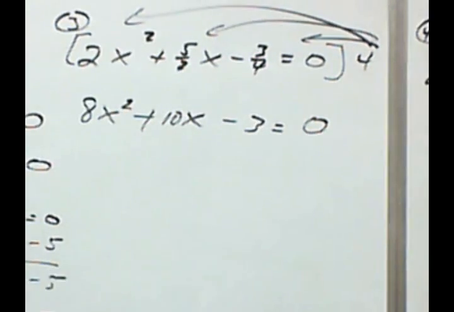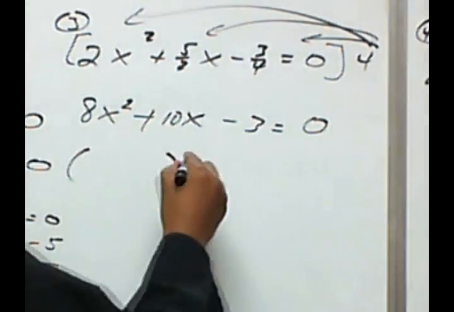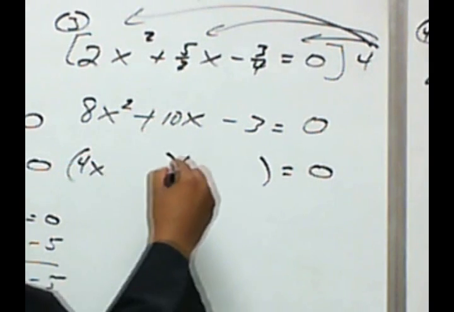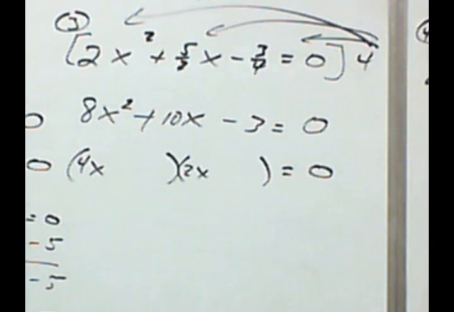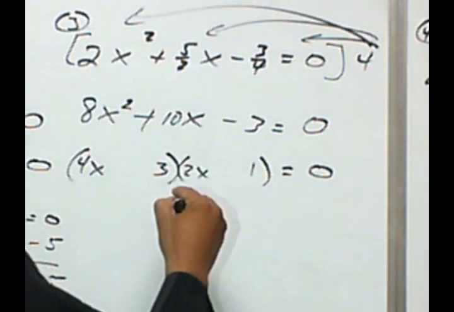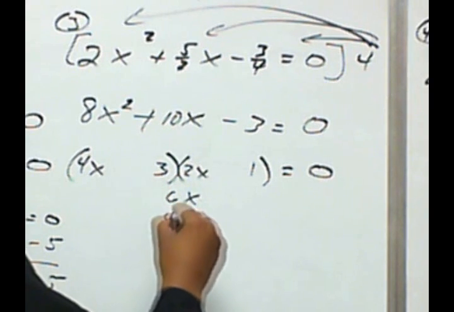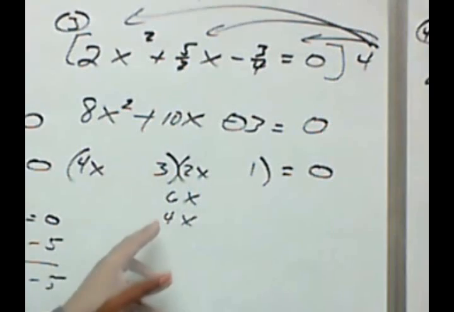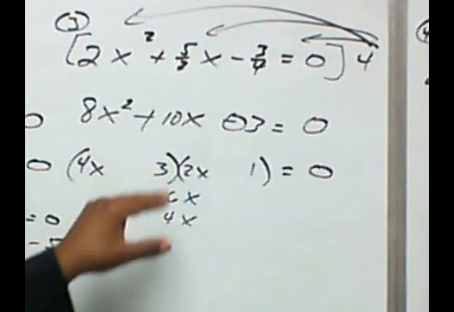So let's see if we can get factors. 8x squared, we'll factor that into 4x times 2x. And our 3, let's factor that into 3 times 1. This will give us 6x and 4x. The signs have to be different. Therefore, different signs will not give us a positive 10x.